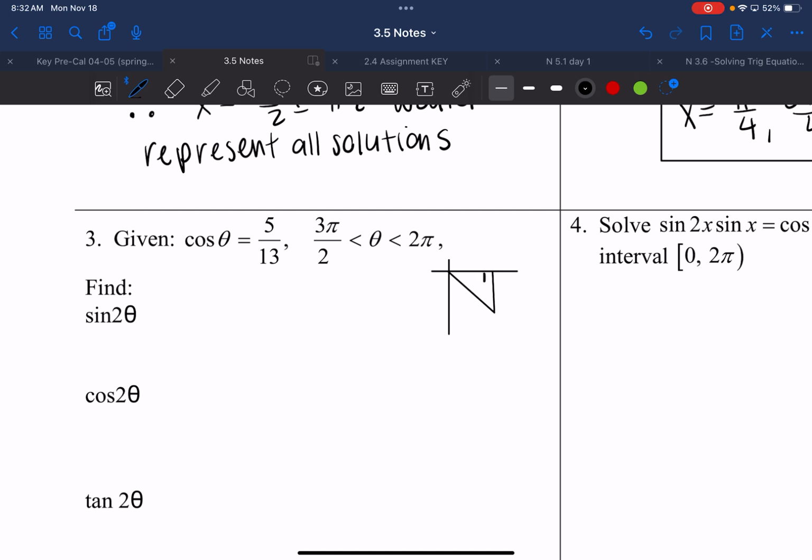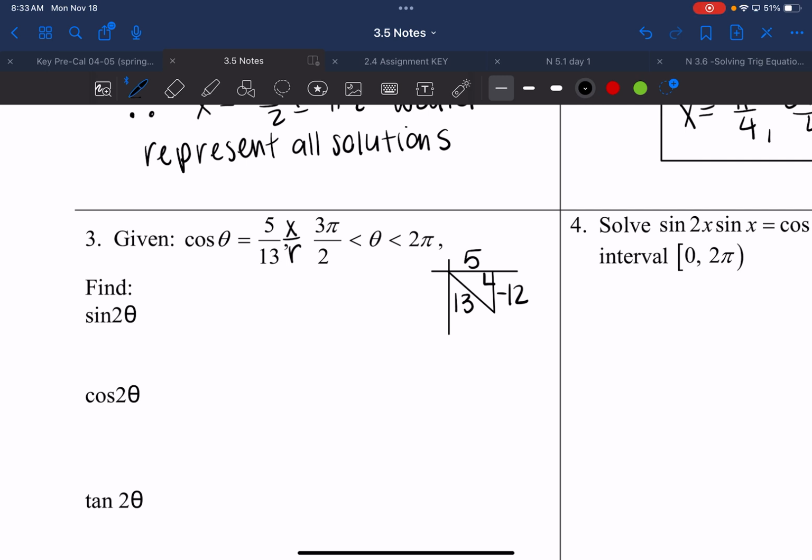So we had one of these on Friday as well. All right, so cosine, as we know, is x over r. So our x value must be 5, and our r must be 13. So this is one of our Pythagorean triples. So although they didn't give it to us, what do we know y is? 12. And we are in quadrant 4. What do I know about y values in quadrant 4? Negative. So that's actually a negative 12, right?